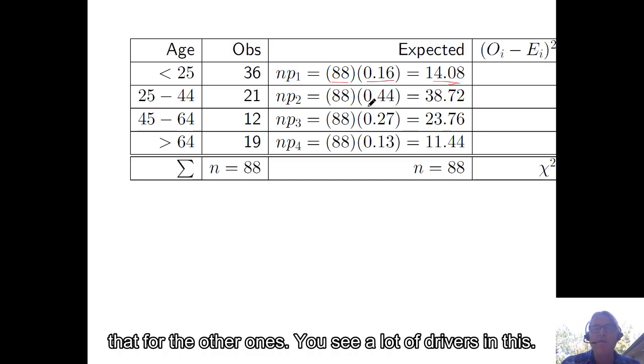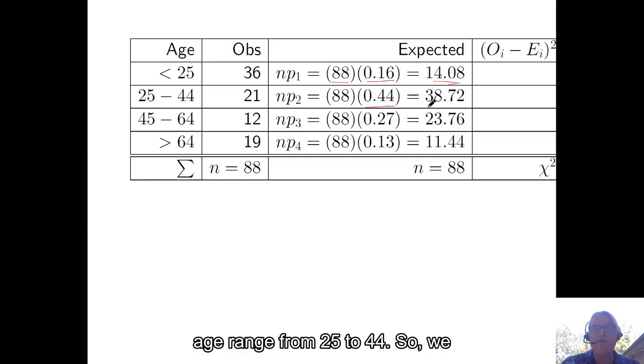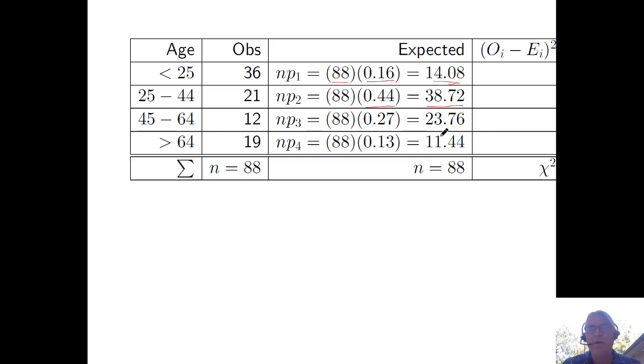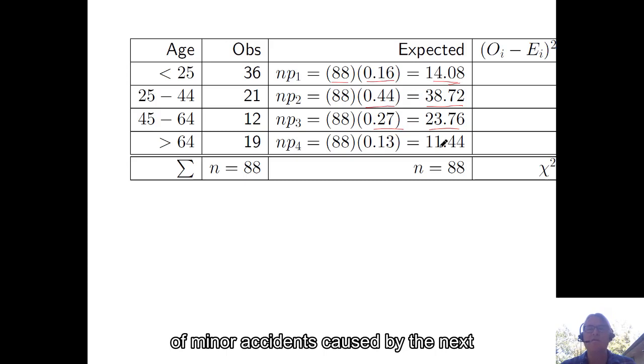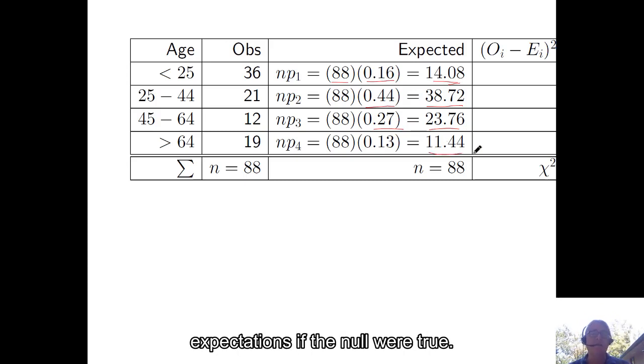So anyway, here we're doing that for the other ones. You see a lot of drivers in this age range from 25 to 44, so we expect around 38.72 of the accidents caused by those drivers if the null hypothesis is true, and so on. 23.76 of the accidents caused by the next group, and 11.44. Those are the expectations if the null were true.